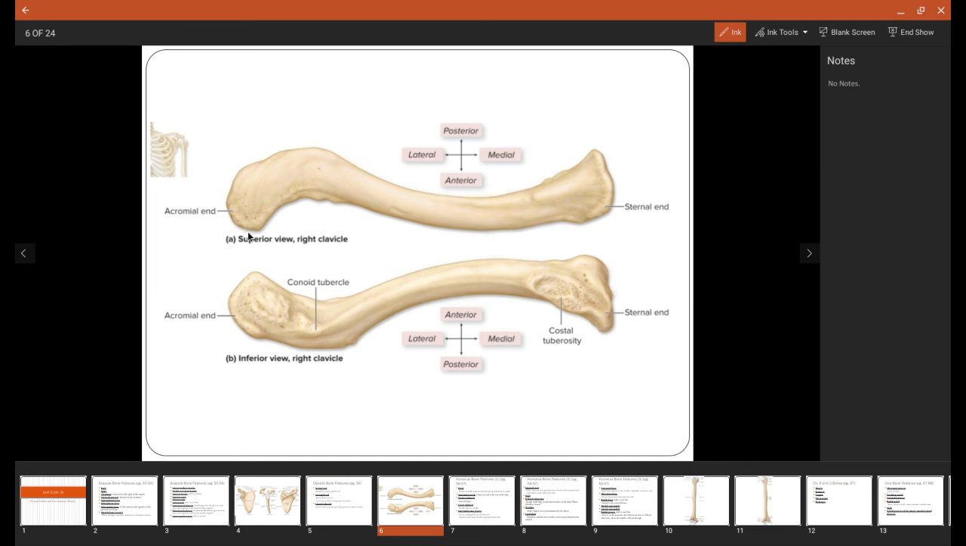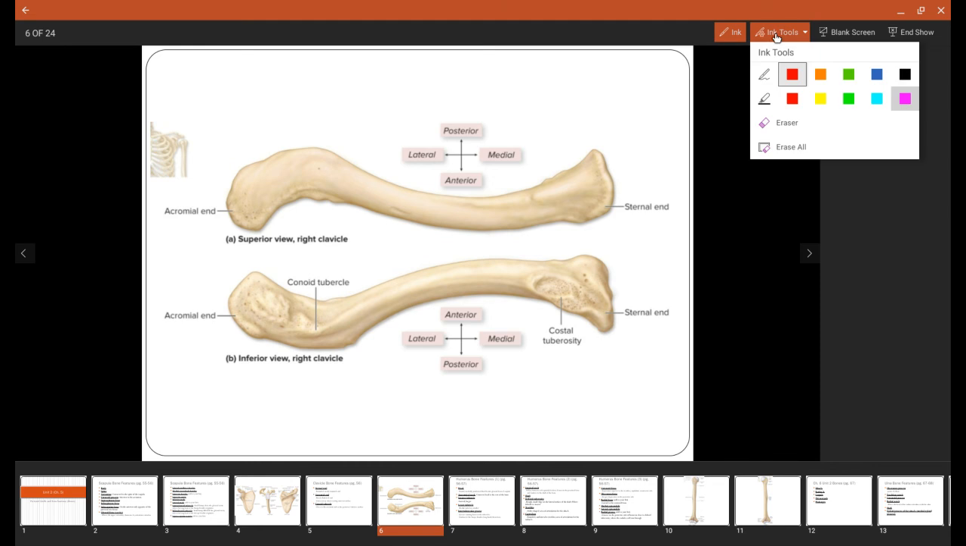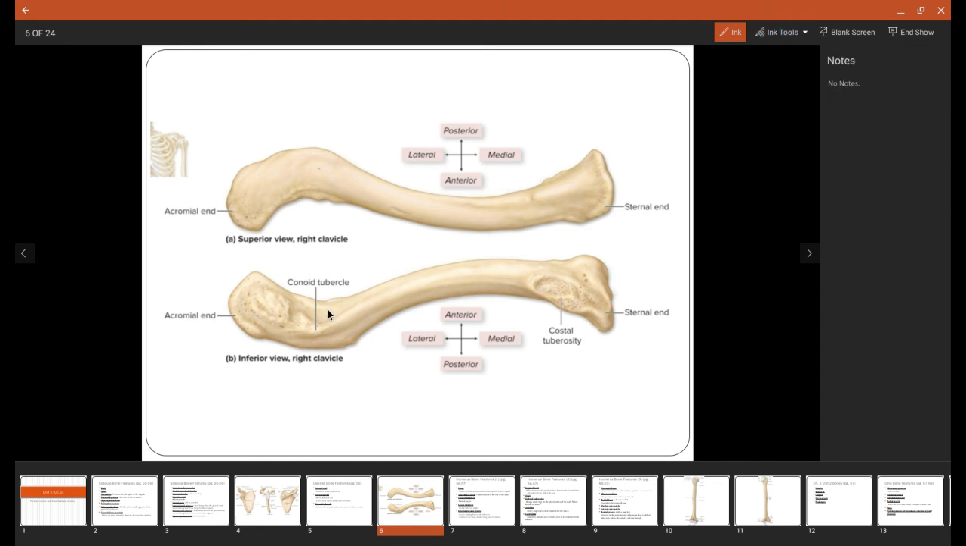Now, something you also should note is this superior view is what we're looking at on the top. If you'll take a look here, it's much more smooth compared to the inferior side. And here, there's lots of bumps all over this. Now, on the inferior side, you'll notice this cone-shaped bump right there. That is called the conoid tubercle. And something you also want to note is it's found closer to the lateral side or the acromial end here.